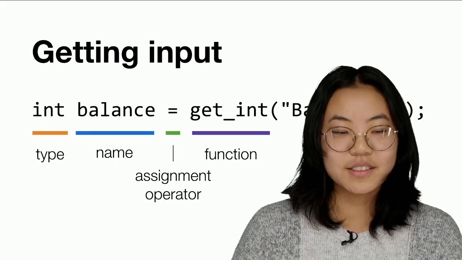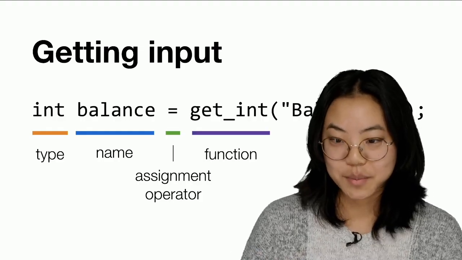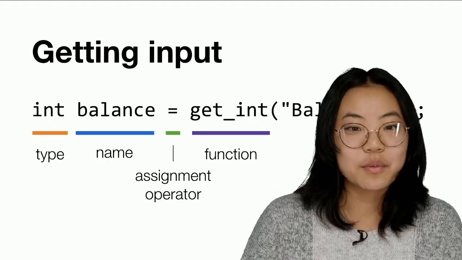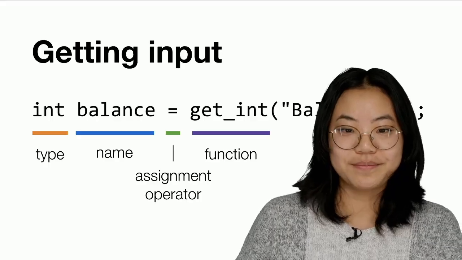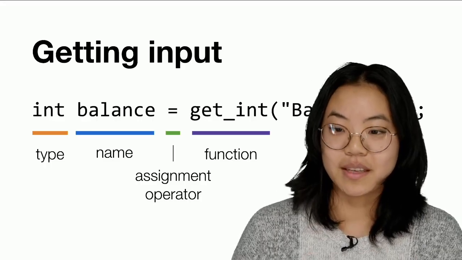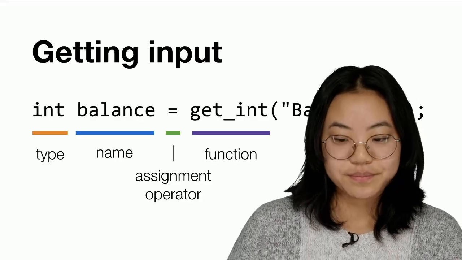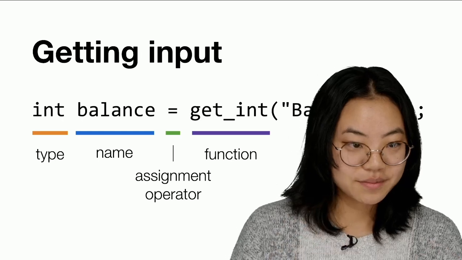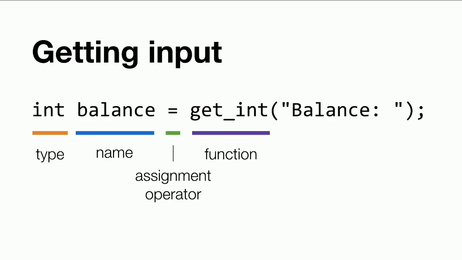Okay. So we've seen that we can set values to variables, like balance equals 20, but let's say we wanted to get input from the user. So in this case, we've used a getInt function, which is something included in CS50.h, and we have the integer type, again, balance is the name, and then we're assigning it to not just a value now, it's the value that this function, getInt, returns. So getInt will prompt the user to enter a balance, and that value will be stored in the variable called balance.